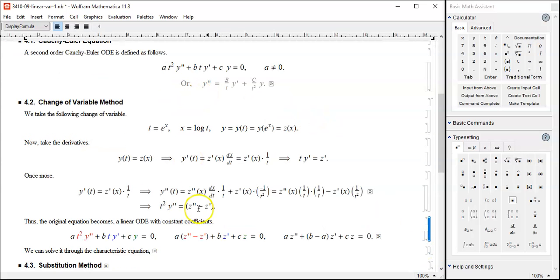Now, once you do that, this goes in place of t squared y double prime, and this one goes to this, sort of a z prime, and then y is equal to z, y is equal to z, so y just changed to z. So the function didn't change, the variable changed. Change of variable, t and x are related, but y and z, they are the same.